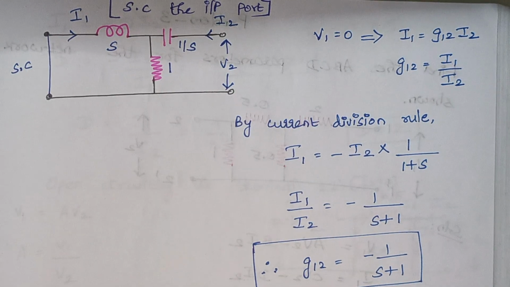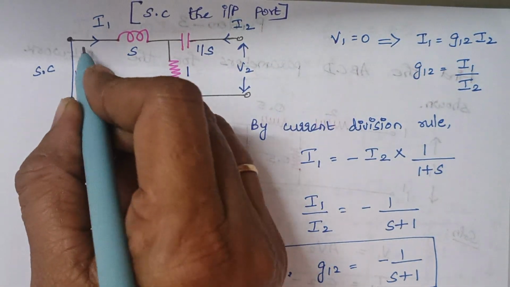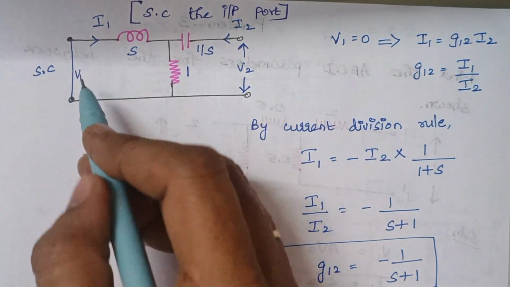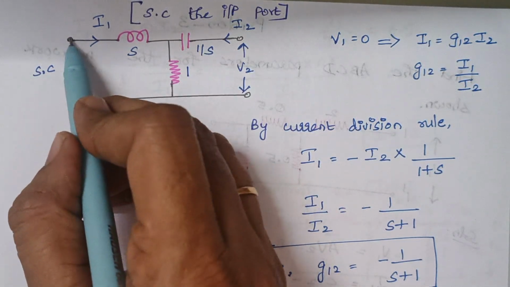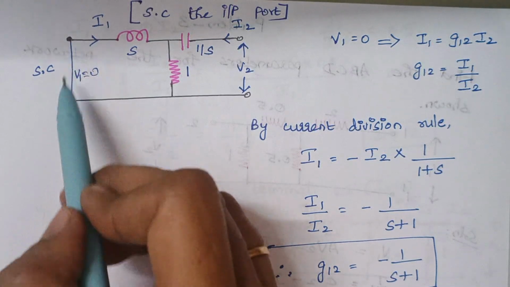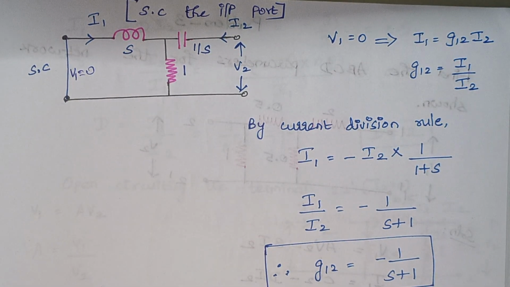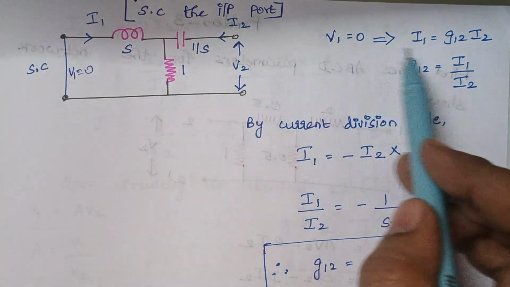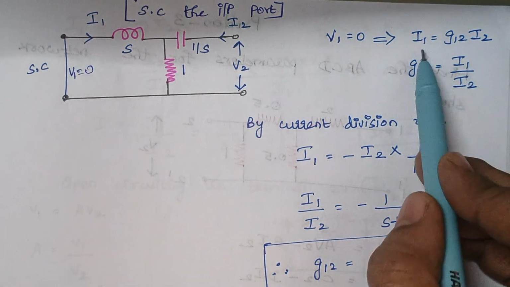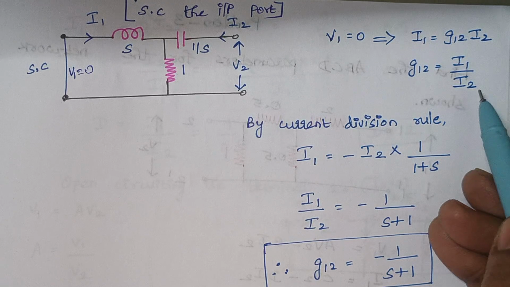So how can we make the value of V1 as 0? V1 is nothing but the voltage at the input port. So V1 can be made 0 just by short circuiting. Here we are short circuiting the input port, thereby making the value of V1 as 0. When V1 is made 0, our equation gets modified as I1 is equal to G12 I2. Therefore, G12 is given by I1 by I2.